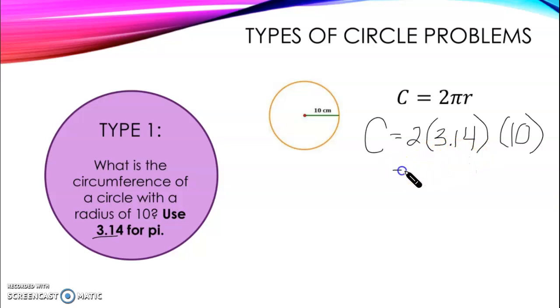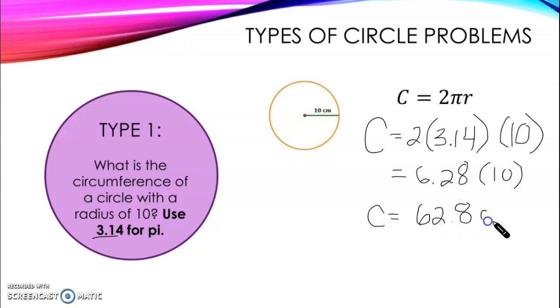And so this one is kind of one that we can do in our head. So 2 times 3.14 is going to double everything. It's going to be 6.28 times 10. Multiplying by 10 is just going to move that decimal over. And so we get the circumference to be 62.8 centimeters.